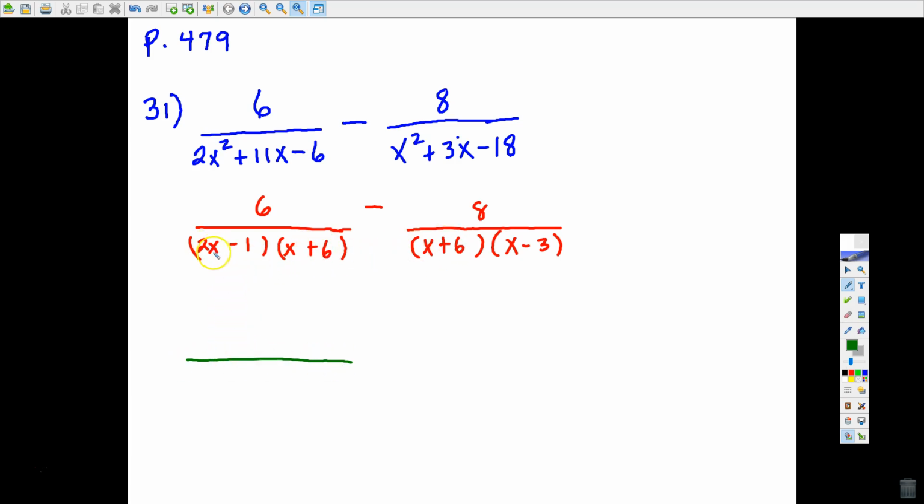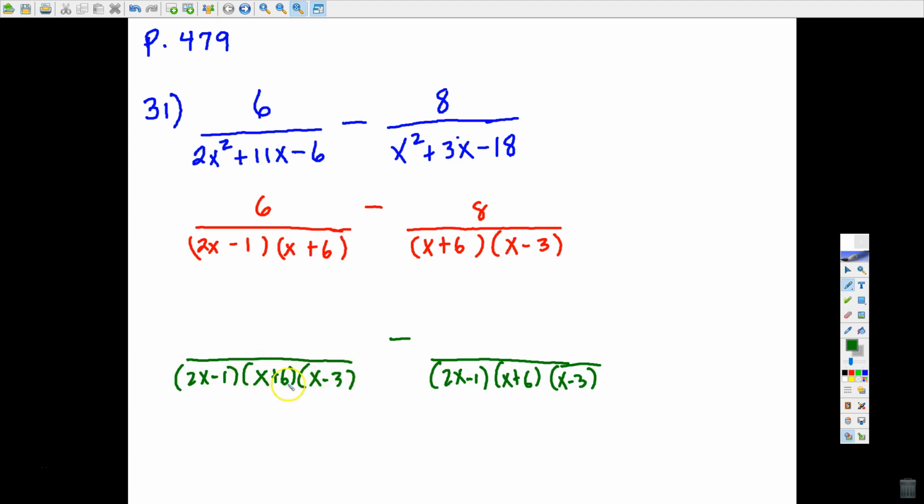So my green will represent the LCD, 2x minus 1, x plus 6, x minus 3. And I'm going to put that for each fraction. We're basically going to turn these red fractions into equivalent fractions using this particular denominator for both so that we can actually subtract them. The process of making these equivalent fractions involves division. We're going to divide the red, the factored form of the original problem, into the LCD.